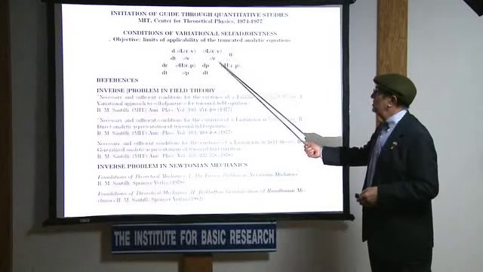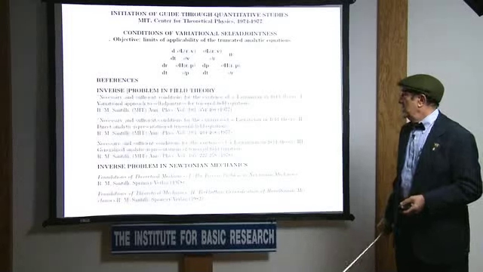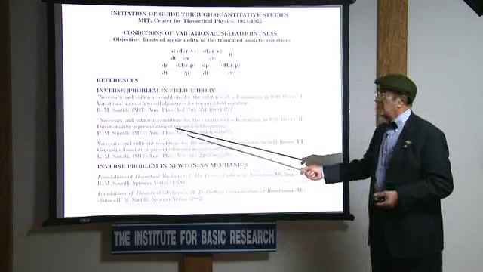And the condition was obviously the so-called conditions of variational self-adjointness, which are the necessary and sufficient conditions for the existence of a Lagrangian or a Hamiltonian. This is also known as the inverse problem in Newtonian mechanics and field theory. I wrote a considerable number of papers here. I first studied, in my style, you will see this also in other cases, I'm first interested in the most general possible case, and then I specialize in sub-cases.